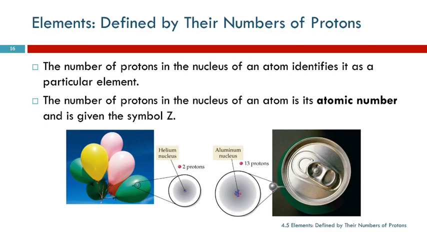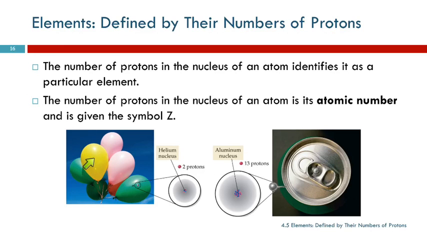So being aware of the presence of the protons, the neutrons, and electrons inside the atoms opened up a whole area for study and helped us to understand the atoms a lot better. So the number of protons that are in the nucleus of an atom is what identifies that atom as being a particular element. So here's an illustration of helium balloons.